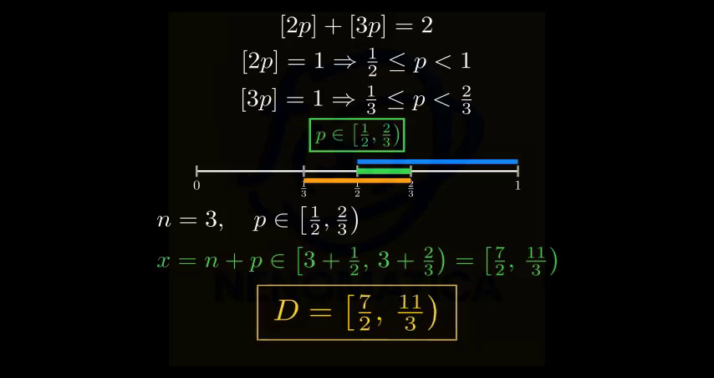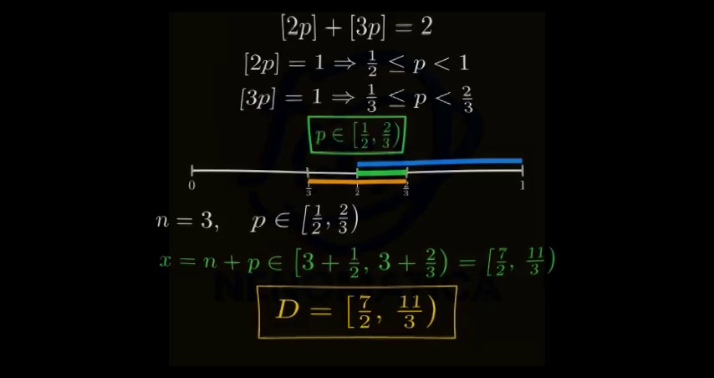Step 5. We found n equals 3, and p is between 1/2 and 2/3. Therefore, x equals n plus p lies between 3 plus 1/2 and 3 plus 2/3. That is x in the interval from 7/2 to 11/3.